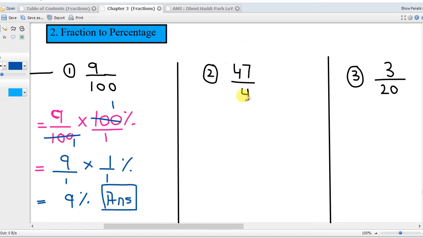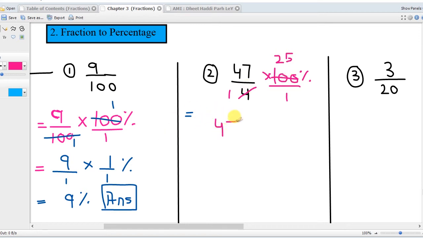Okay, next is 47 over 4. So what we have to do, simply you need to times it with 100% in order to convert it into the percentage. So 100%. Now start simplifying, check whether it can be simplified or not. So yes, this can be simplified on a times table of 4. So 1 times 4 is 4, 2 times 4 is 8, 2 left, so this will become 20, and 5 times 4 is 20, right?